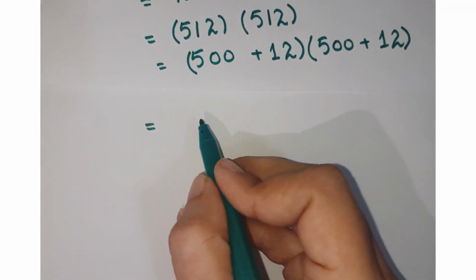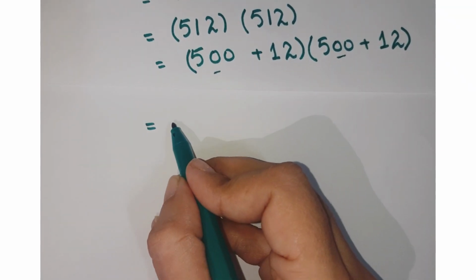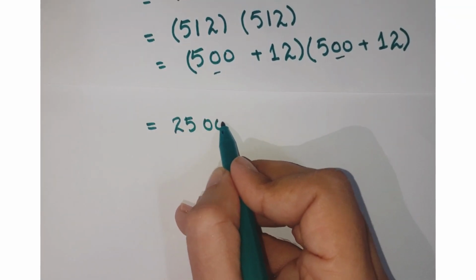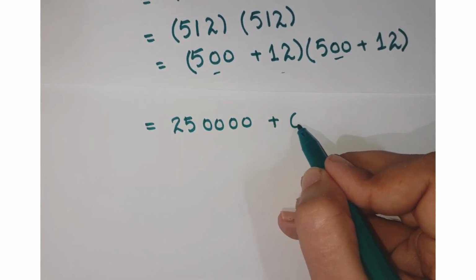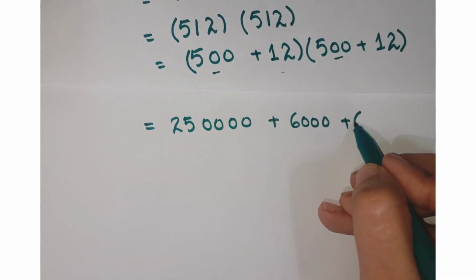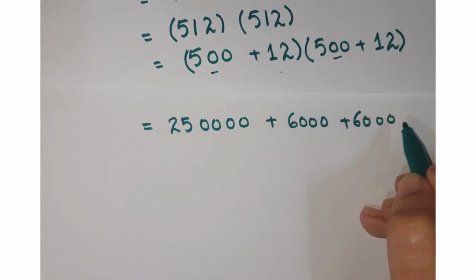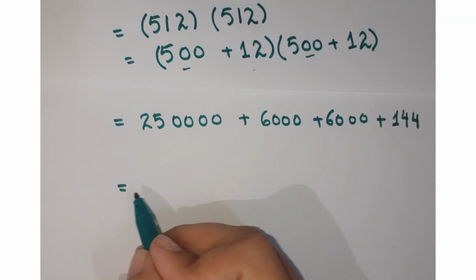Now just multiply these two. So you get 500 into 500, which is 250,000. Then 500 into 12 gives 6,000, and again 500 into 12 gives 6,000, plus 144. Now just you add them up.